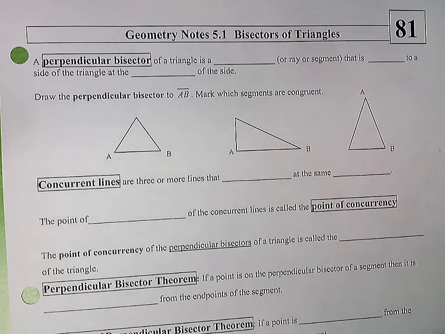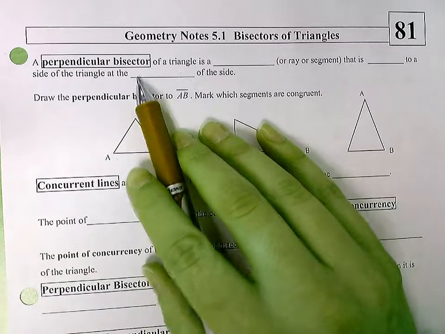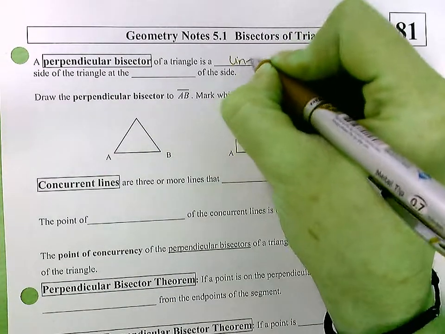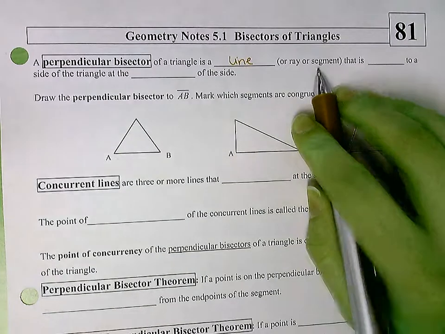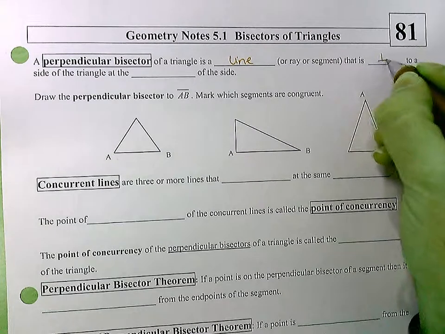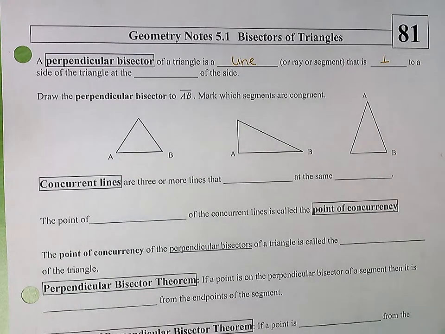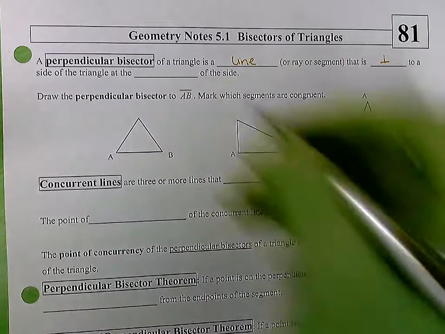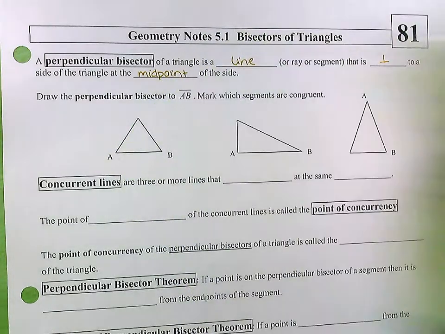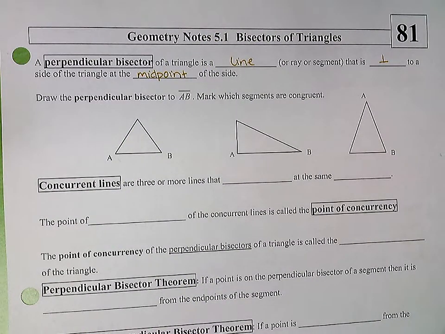All right, so a perpendicular bisector of a triangle is a line or a ray or a segment. So this can be a line with arrows, it can be a ray, or it could be a segment that is perpendicular to a side of the triangle at the midpoint of that side. Again, this is my symbol for perpendicular.